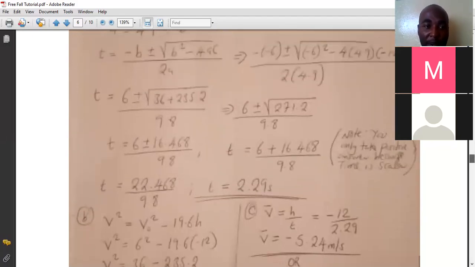So what's negative b? It was minus 6. You must remember your algebra: when you multiply two negatives, they give you a positive.